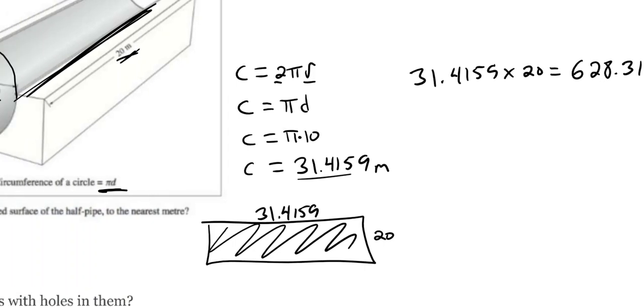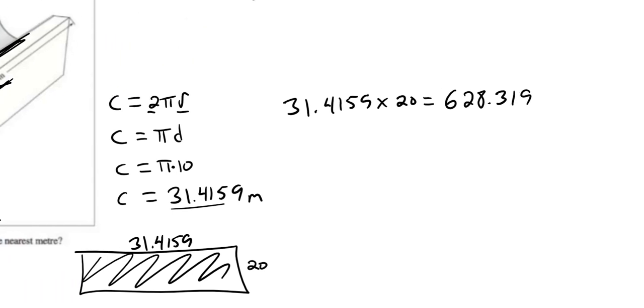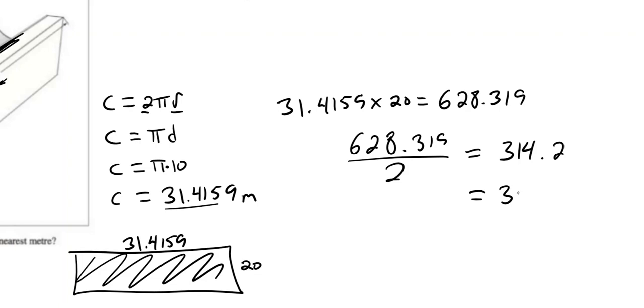Now remember, we just found the lateral area, which is just the outside of the whole thing. Last thing we got to do, we're going to take 628.319 and just divide that by 2. So divided by 2, we get 314.159, which is really just going to be, we'll say 314 meters squared for area.